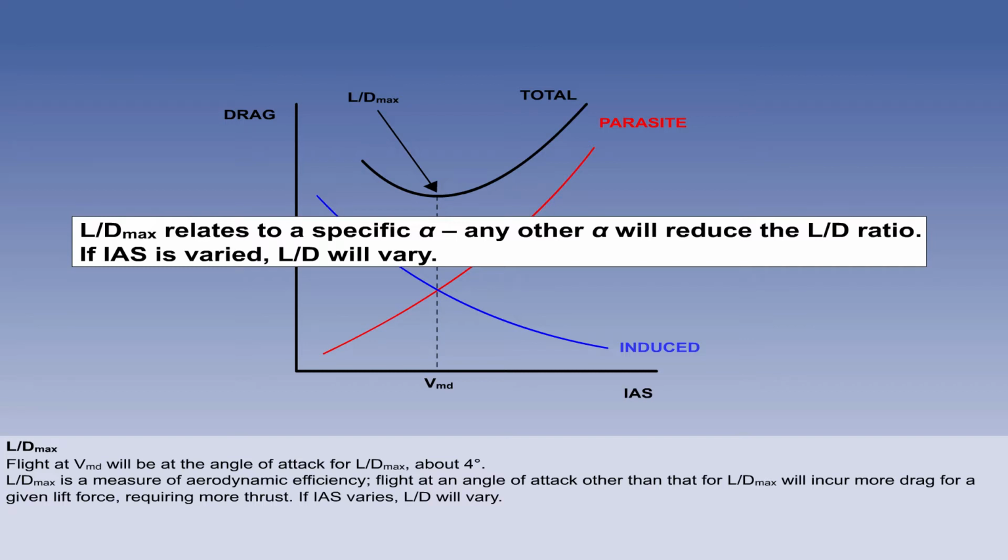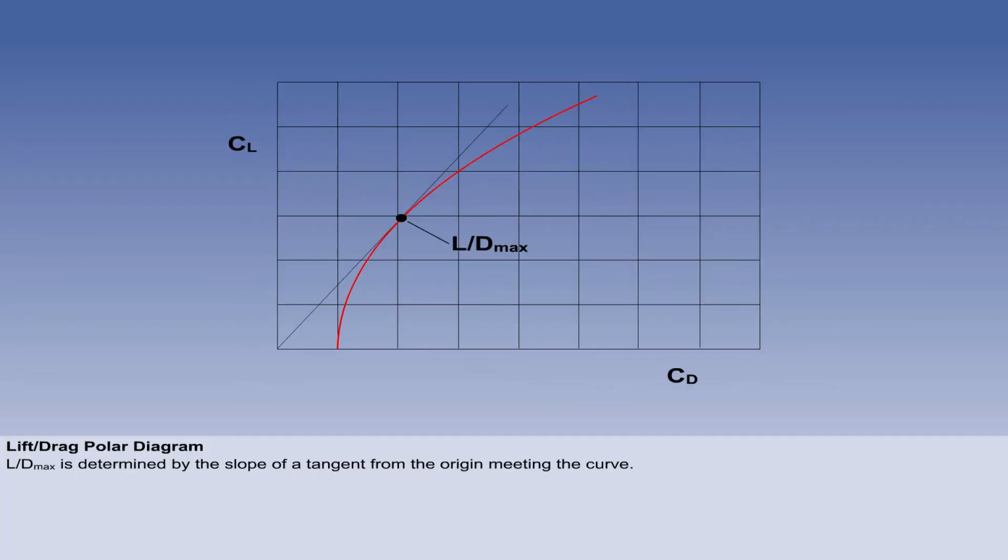You should also note that if IAS is varied, the lift-drag ratio will vary. Lift-drag ratio can be presented in a polar diagram, which plots CL against CD. This shows the CL increasing initially more rapidly than CD, but ultimately CD increases more quickly. L/D max can be found from the drag polar by drawing a tangent to the curve from the origin, the slope of the tangent determining the value of the maximum lift-drag ratio. This is a common method of displaying the lift-drag ratio, and you will become quite familiar with it.